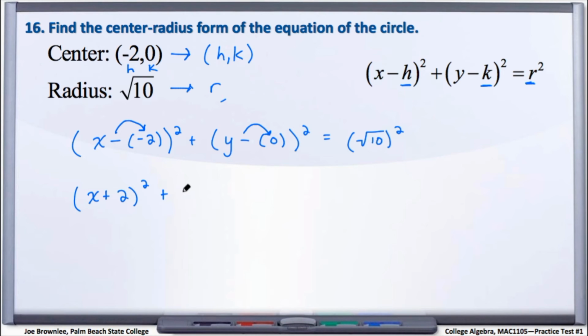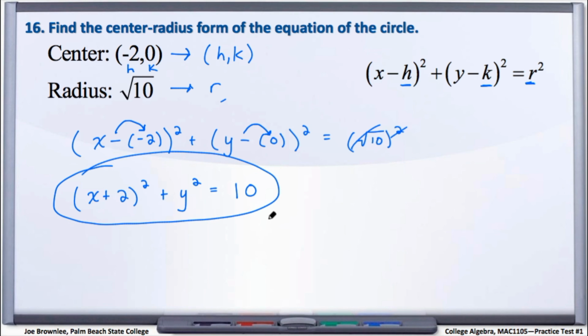So we can just go ahead and say y squared equals, and here we are squaring a square root, aren't we? What happens when you square a square root? Well, they cancel, don't they? And so we're going to be left with just a positive 10. And indeed, this is our final answer. This is the center radius form of the equation centered at -2, 0 with a radius of radical 10.